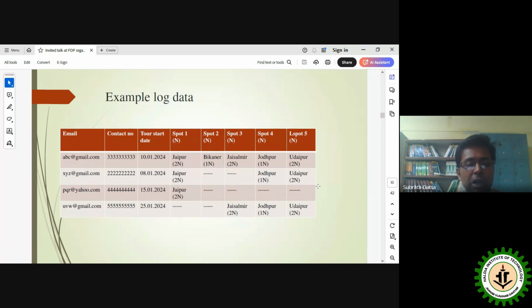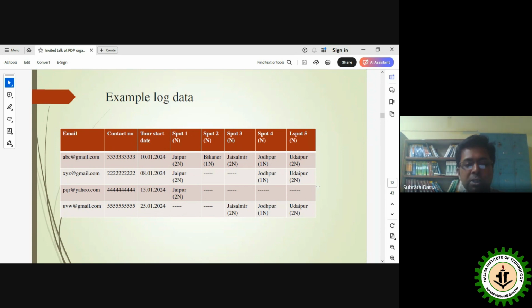For example, whenever a customer logs in, we are accepting his or her email address, then contact number, then tour start date. Then we have kept 5 places where they want to visit within that particular package. For example, the first customer wants to visit Jaipur, Bikaner, Jaisalmer, Jodhpur and Udaipur. But the second customer wants to visit Jaipur, then Jodhpur, then Udaipur. Similar for other remaining customers.